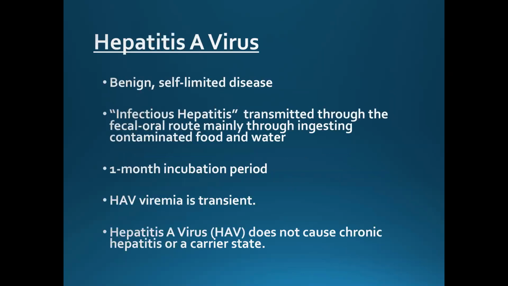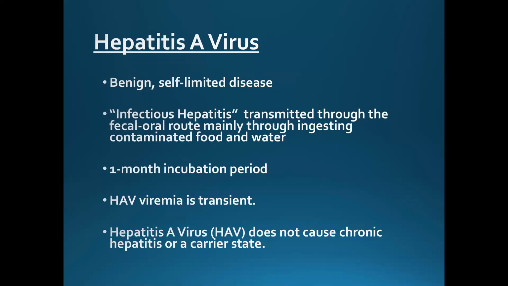So hepatitis A is a benign self-limited disease in the vast majority of cases. However, the outcome of hepatitis A is usually much worse if it is superimposed on a chronic condition, such as chronic hepatitis B, chronic hepatitis C, hemochromatosis, Wilson's disease. Any kind of chronic condition that affects the liver will have a very poor outcome if hepatitis A is superimposed on it.